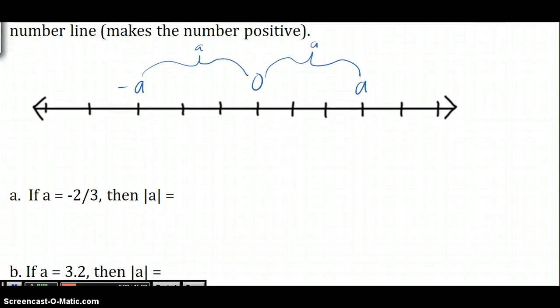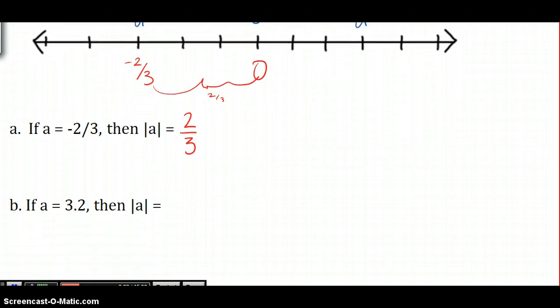So, if we're looking at, for example, if a is -2/3, then the absolute value of a, the absolute value sign are these two vertical bars. That means find the absolute value. And all you have to do is make the number positive. So the absolute value of a, if a is -2/3, would be +2/3. And again, this is a distance. If -2/3 is over here and 0 was here, the distance to 0 would be 2/3. That's why we make it positive.